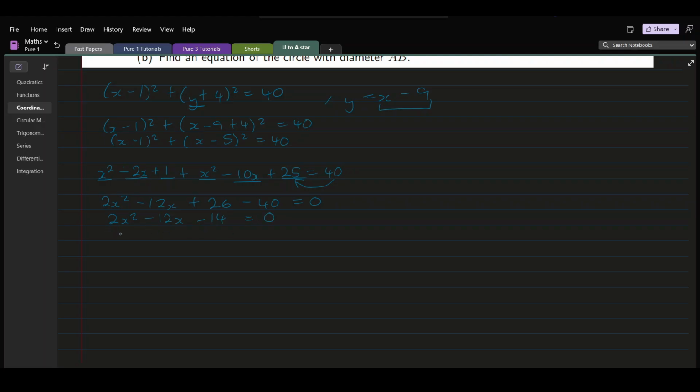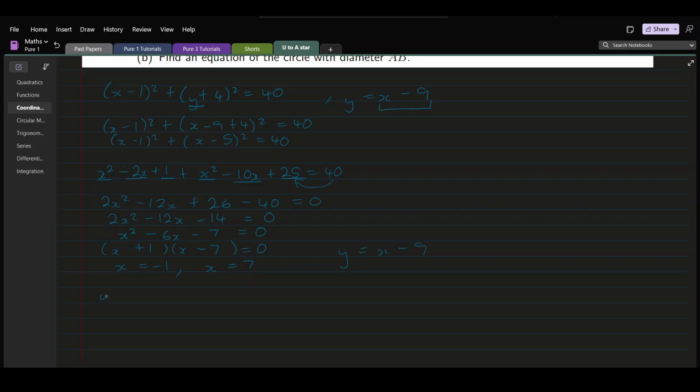Divide through by 2 to simplify the quadratic. That's x squared minus 6x minus 7 is equal to 0. And now let's factorize our quadratic. So we want factors of negative 7 that add up to negative 6. So that's negative 7 plus 1. And so we get our solutions as x is negative 1 and x is 7. Now we want to evaluate our y coordinate. So y is equal to x minus 9.